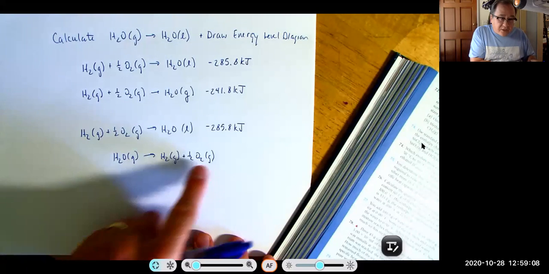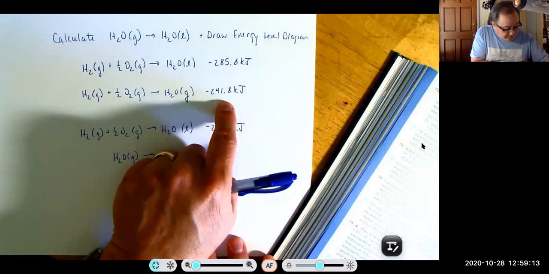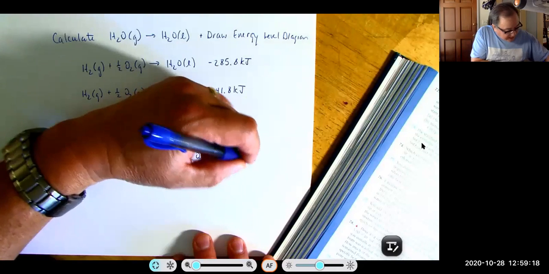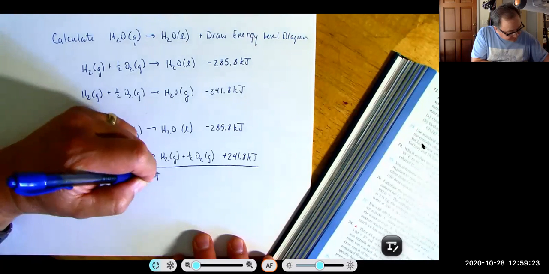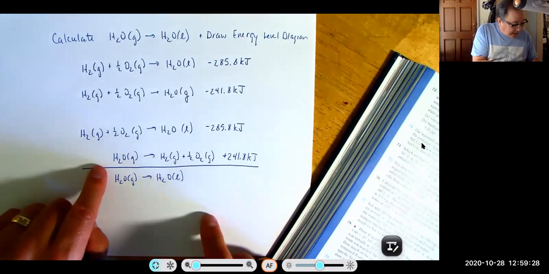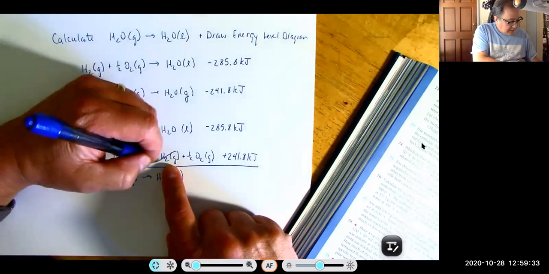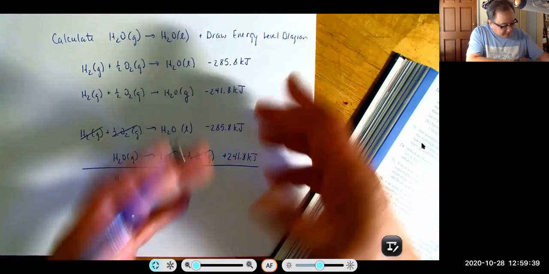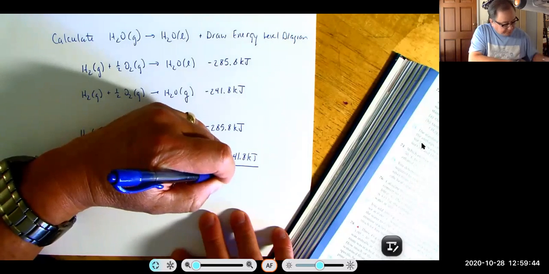But in writing the equation backwards, I also have to take the negative of this amount. So that's going to be positive 241.8 kilojoules. And when we add these together, we can basically cancel things on the left and the right that are identical. H2 gas and H2 gas cancels. 1/2 O2 gas and 1/2 O2 gas cancels. So we can add these two numbers together and we get negative 44.0 kilojoules.